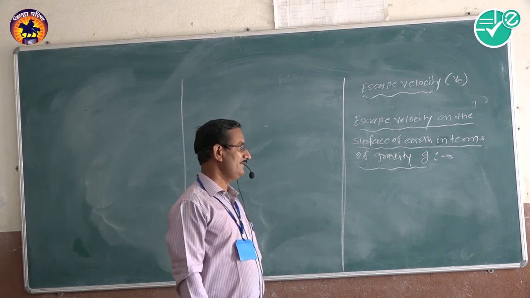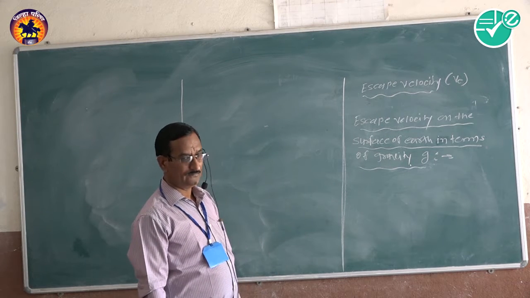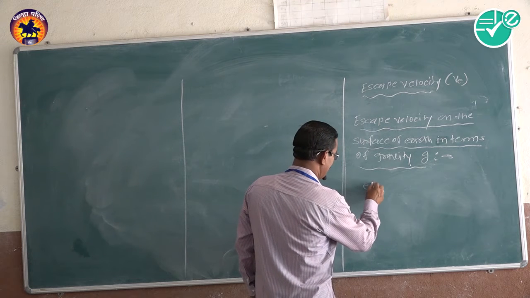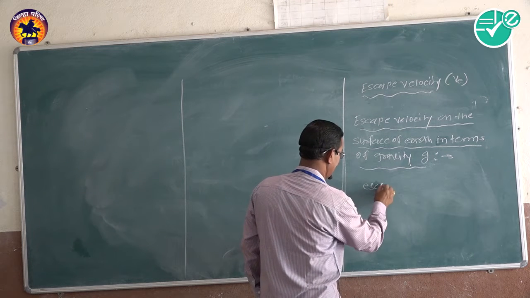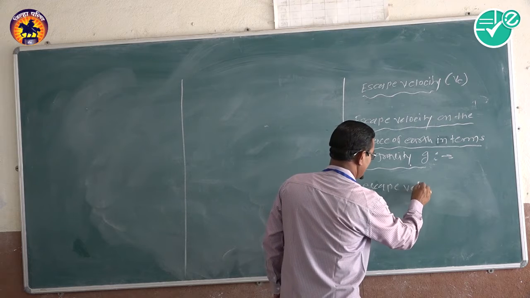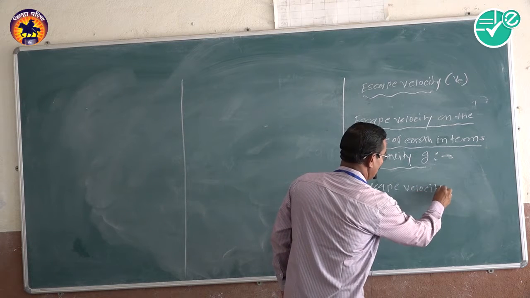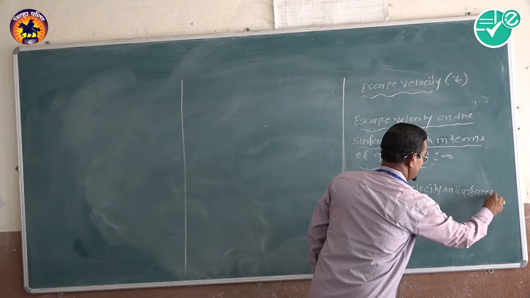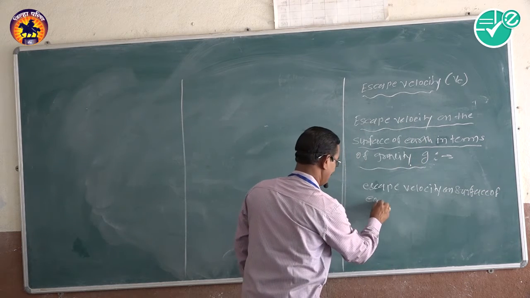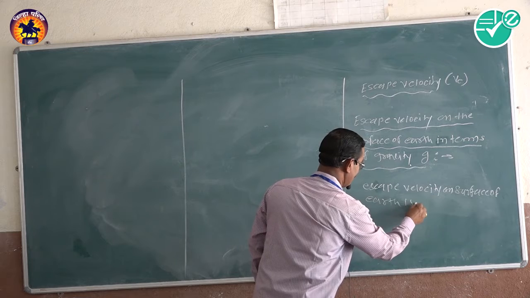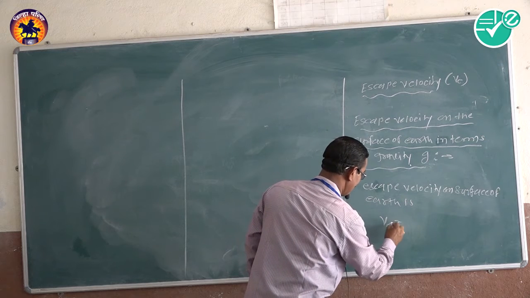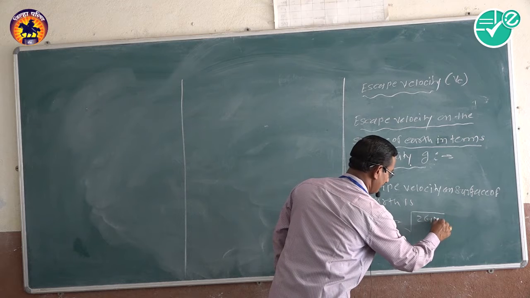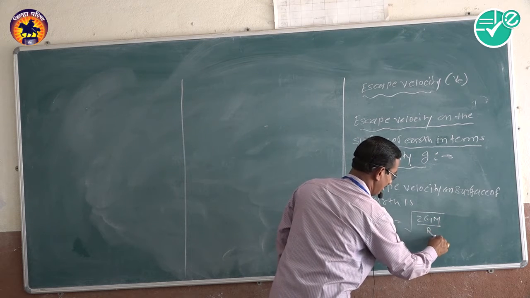Of the gravity small g. Previously, we have known that the escape velocity on the surface of Earth is, that is V is equal to under root twice G capital M by R.